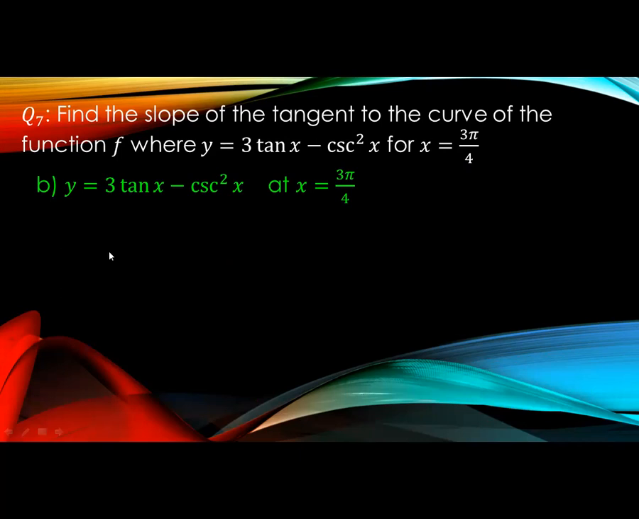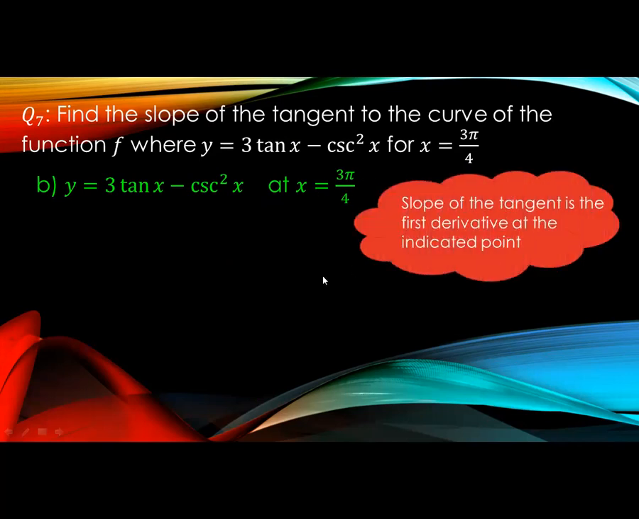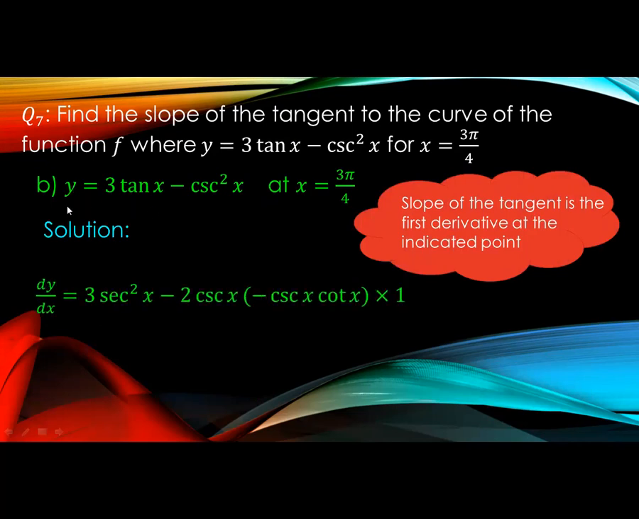Letter B, y equals 3 tan x minus cosec squared x at x equals 3 pi over 4. First step, we find the first derivative of the given curve. dy by dx: the derivative of tan is sec squared, so 3 sec squared x, minus the derivative of cosec squared: we drop the power 2, cosec x, multiplied by the derivative of the base, which is negative cosec x cotan x, multiplied by the derivative of the angle, which is equal to 1.